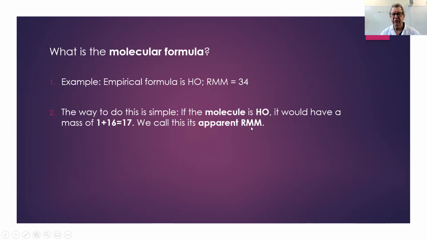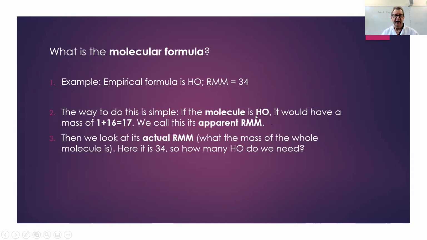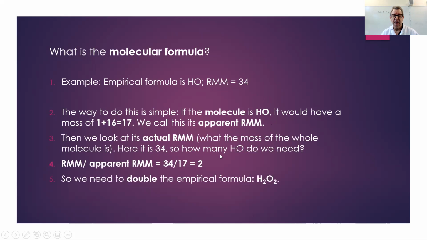That's what we call the apparent RMM. The real RMM is 34. So we say, oh look, it's twice that. So instead of being HO, it's going to have to be twice as many, and that makes it H2O2. So you take the real RMM, put it over what the empirical formula seems to weigh, and that tells me what I have to multiply all the empirical formula by. This is hydrogen peroxide, used for cleaning vegetables, purifying things, killing bugs on surfaces, and bleaching hair. Wow.